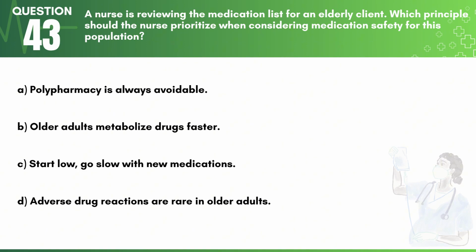Question 43. A nurse is reviewing the medication list for an elderly client. Which principle should the nurse prioritize when considering medication safety for this population? A. Polypharmacy is always avoidable. B. Older adults metabolize drugs faster. C. Start low, go slow with new medications. D. Adverse drug reactions are rare in older adults.